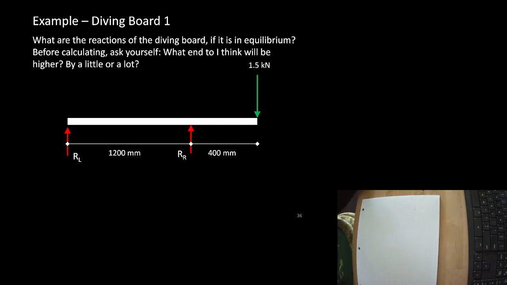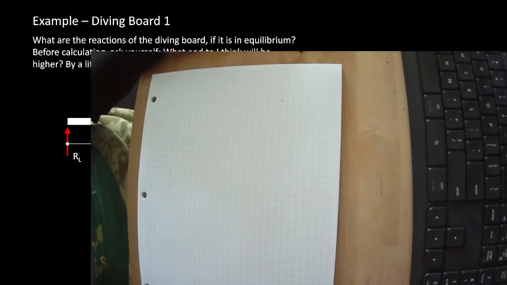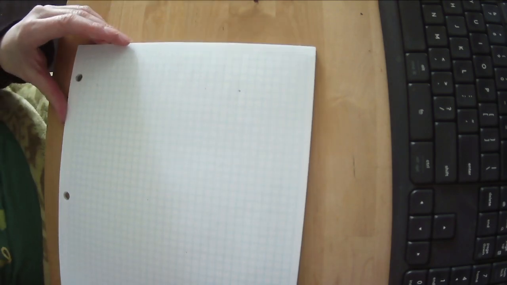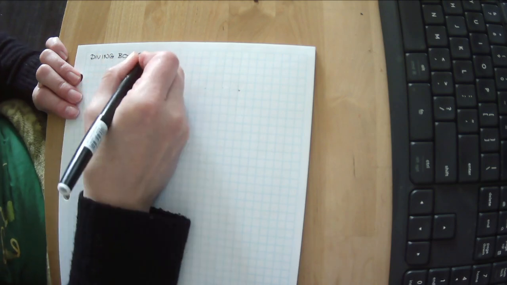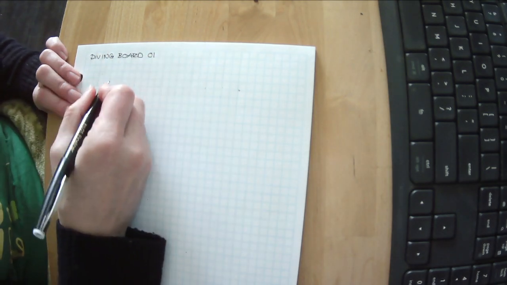We can do this. We know how to do this now. We've got 1.2 meters here, 0.4 meters here, and 1.5 kilonewtons acting downwards. So we know we have 3 equations to prove equilibrium. Okay, so diving board 1.